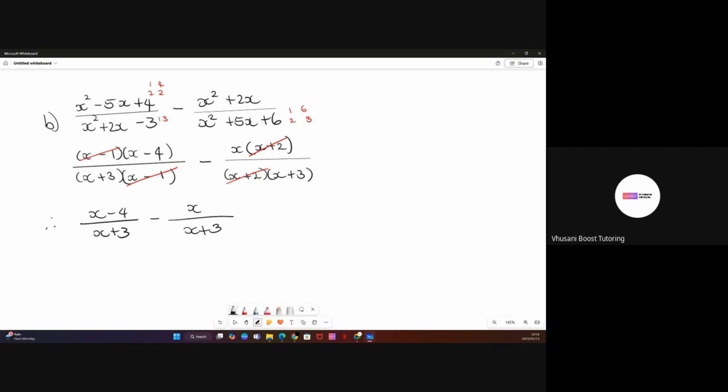So once we know that we have a common denominator, we can just put this under one fraction. In our denominator, we would have the x plus 3, which is the common denominator. And then in the numerator, we would have our x minus 4 minus our x over there. So we can simplify this and find our final answer. So this x will cancel with the negative x, right? And then our final answer would be -4 over x plus 3.